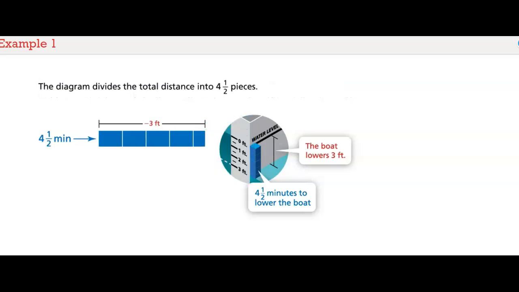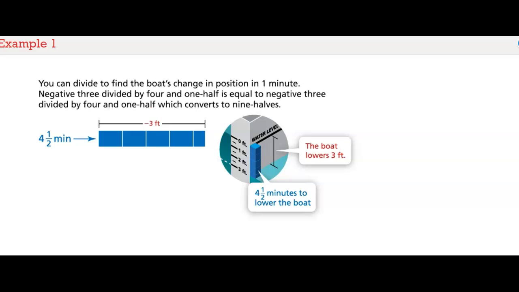The diagram represents the situation since it divides the total number of feet into 4½ pieces. Each piece represents the amount the boat lowers in 1 minute. Find -3 divided by 4½. You can divide to find the boat's change in position in 1 minute.